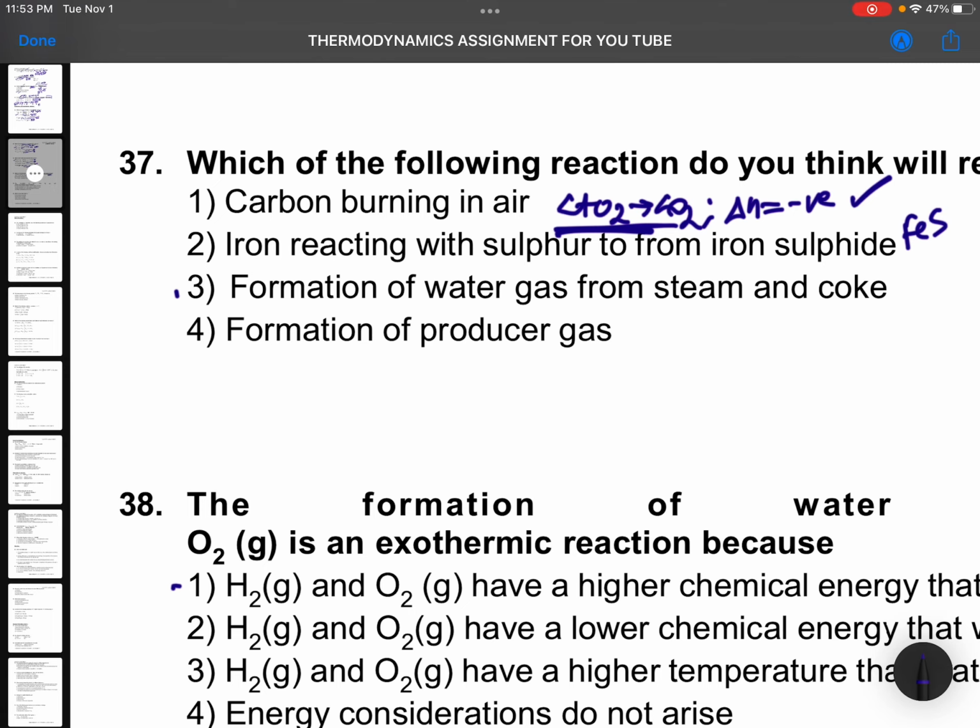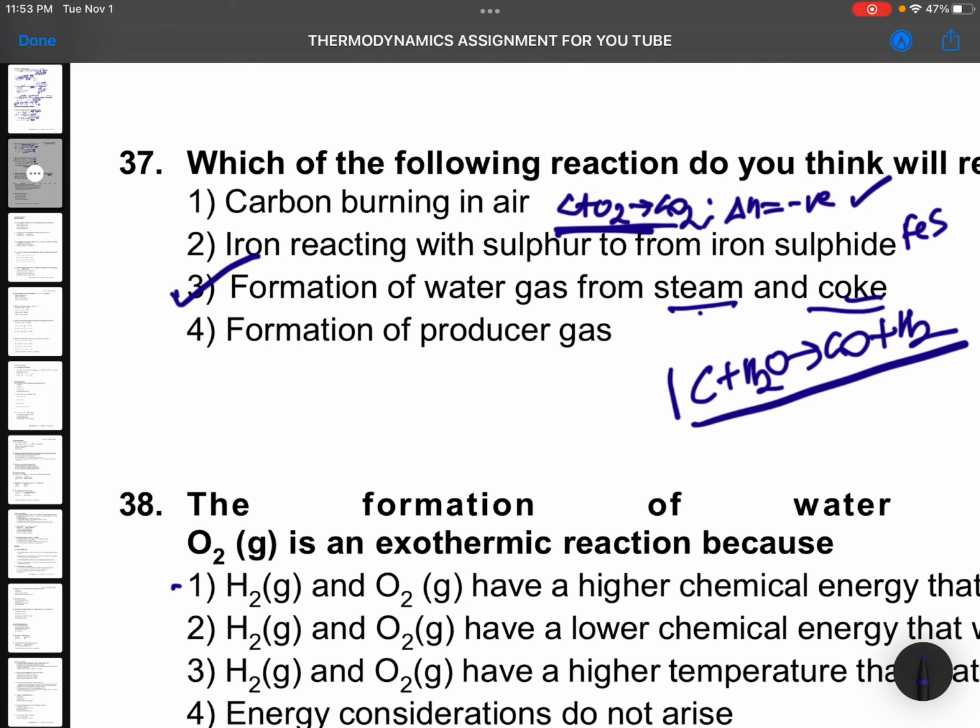Formation of water gas from steam and coke. See, steam is very hot, and when it reacts with coke, this is definitely endothermic. Now water gas formation, I think you remember: C plus H2O gives CO plus H2. You will get this in your group 14 elements. This combination is called water gas. Water gas is a fuel.